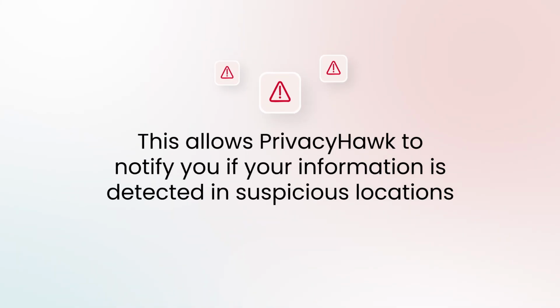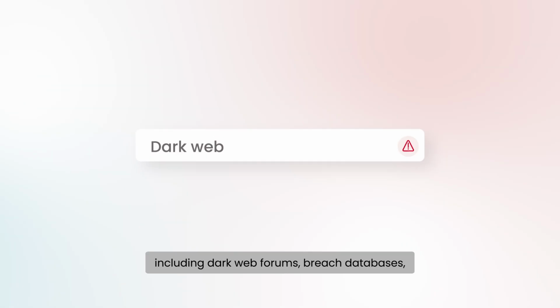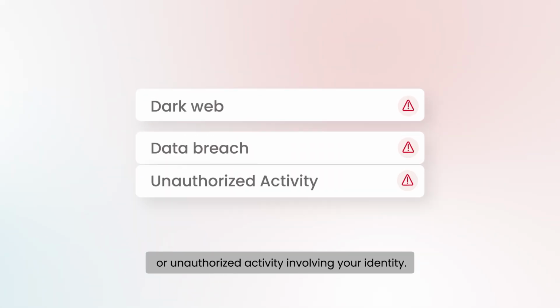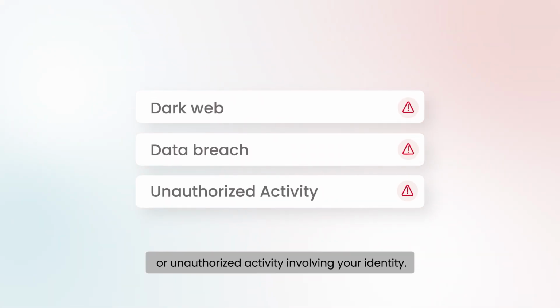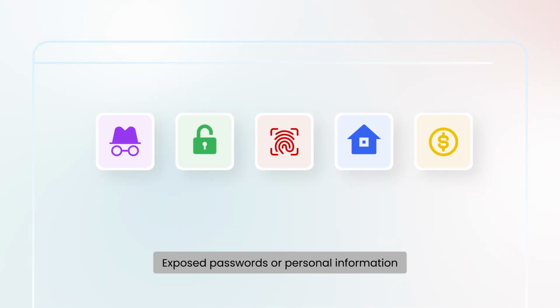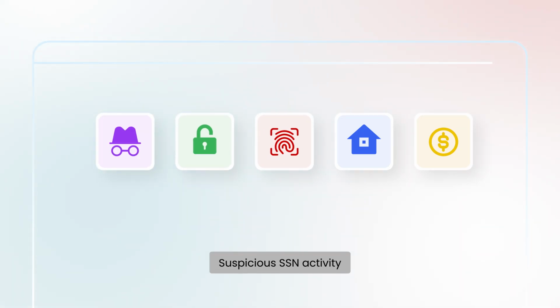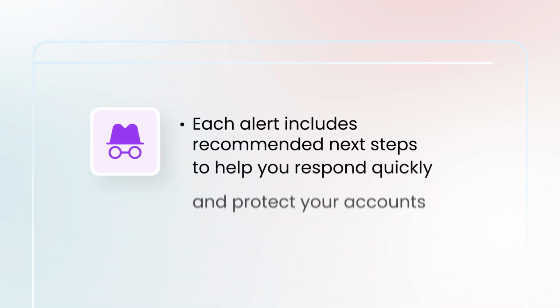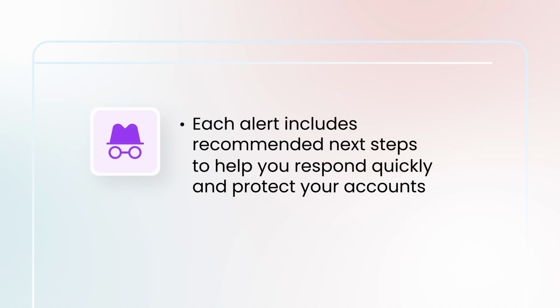This allows PrivacyHawk to notify you if your information is detected in suspicious locations, including dark web forums, breached databases, or unauthorized activity involving your identity. You may receive alerts for dark web breaches, exposed passwords or personal information, suspicious social security number activity, fraudulent change of address requests, and potential financial account misuse. Each alert includes recommended next steps to help you respond quickly and protect your accounts.